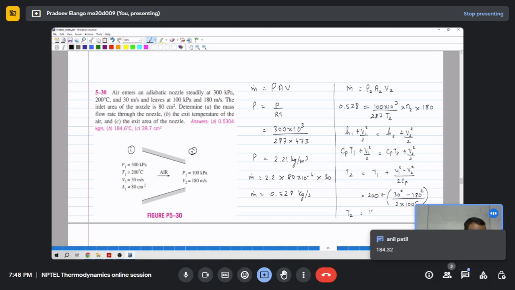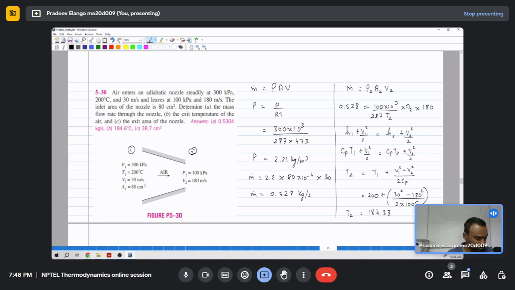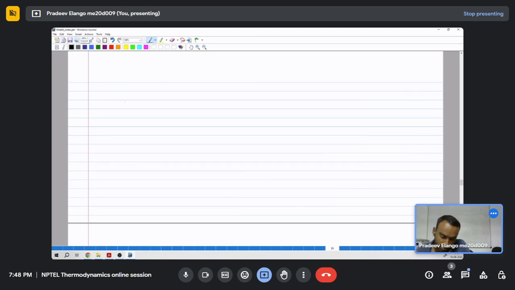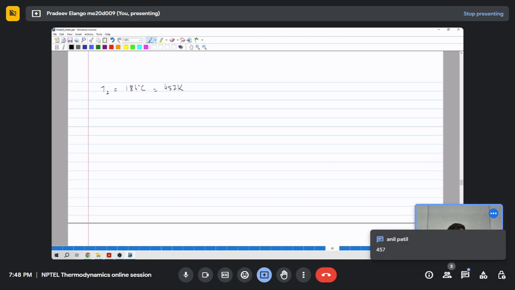Yeah, 184.33 degrees Celsius. Now T2 is 184 degrees Celsius, and in terms of Kelvin it is 457 Kelvin.